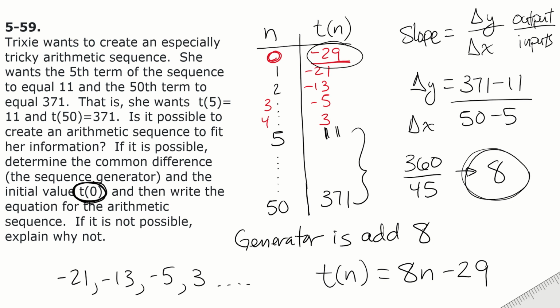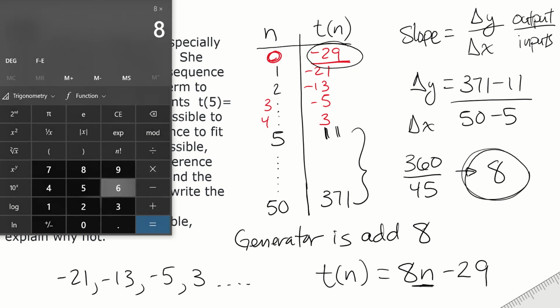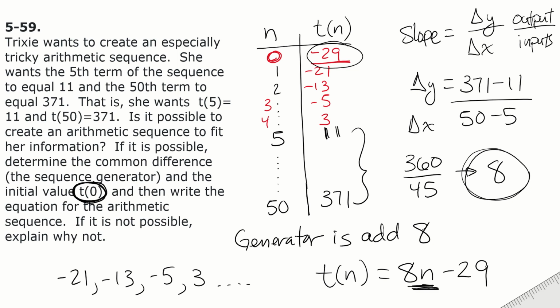Just as a quick check, I'm going to grab an on-screen calculator. My goal here is to put in 1 for n and see that I really get negative 21 for the first term. If I put in 8 times 1 and then go minus 29, I get negative 21. So I can see that when n is equal to 1, this sequence gives me negative 21.